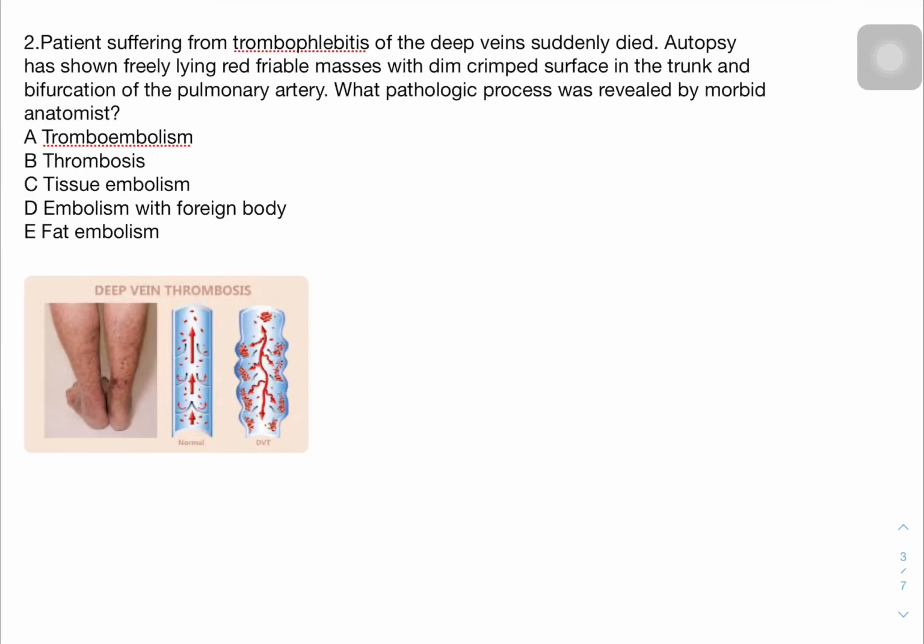Hello guys, welcome back. So previously we discussed the first question of pathomorphology base. So we'll be moving on to the second question over here.